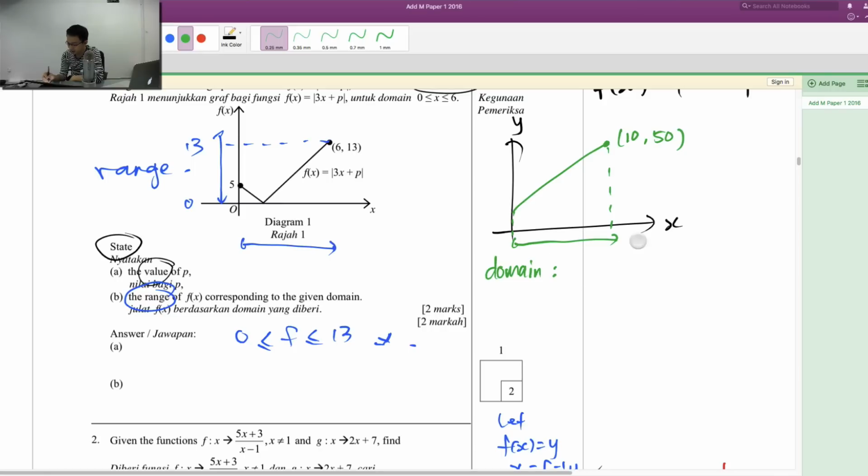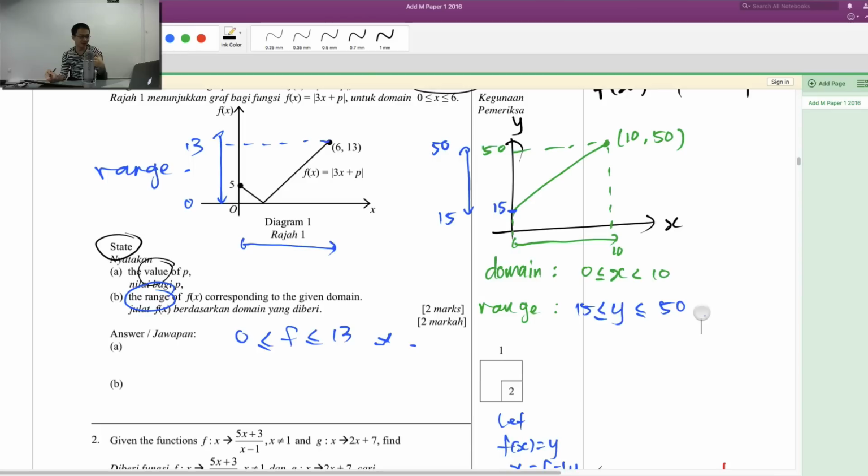So I will say, because this is 10, this is 50, the domain is basically from 0 to 10. But if the question asks about the range, it is for the y-axis. Of course, in this case, you must know what this value is. So let's say I call this value 15. So your range is the graph on the y-axis. I mean, we pay attention to the line here. So the line here is actually from 15 to 50, isn't it? So for the range, I would say y is from 15 to 50. That's all.